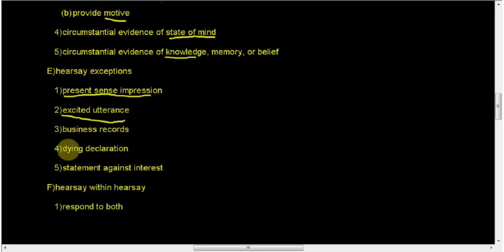Alright, the third hearsay exception is business records. This actually has a far-reaching scope. This reaches almost any document that is business-related. Anything from receipts to computer databases fall within this exception. There are specific requirements for establishing a business record, and they are as follows.